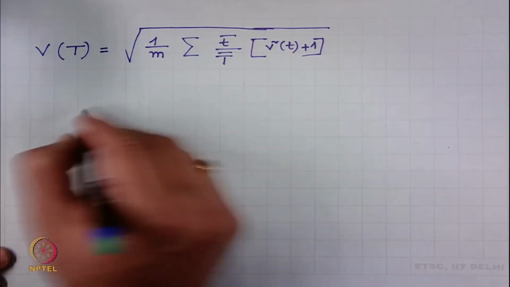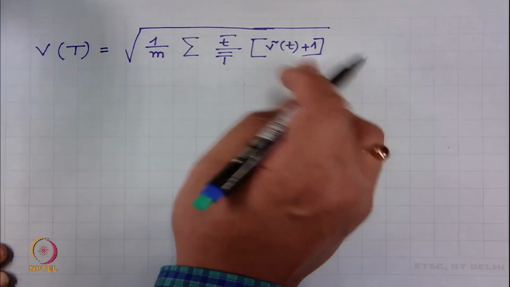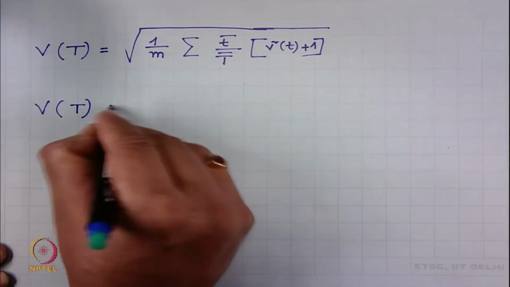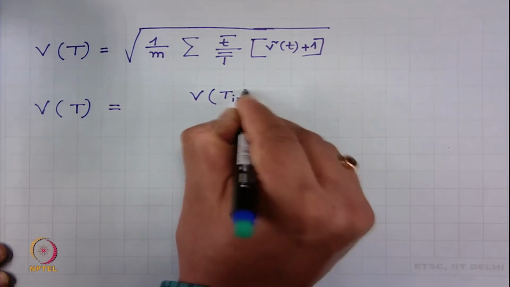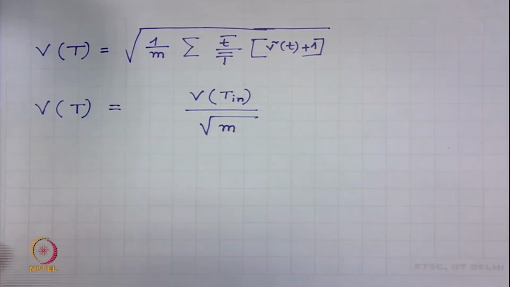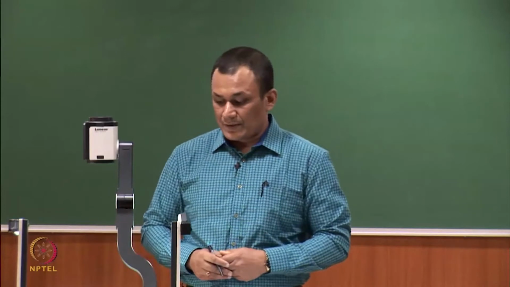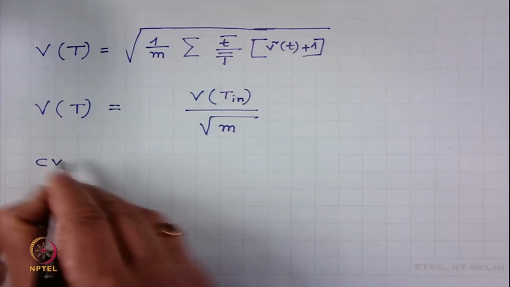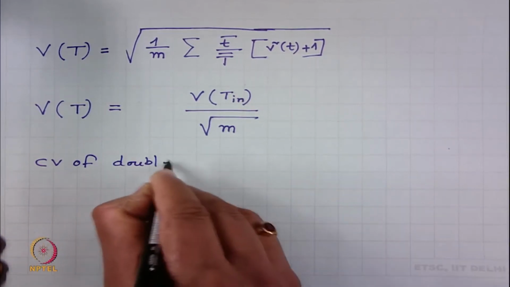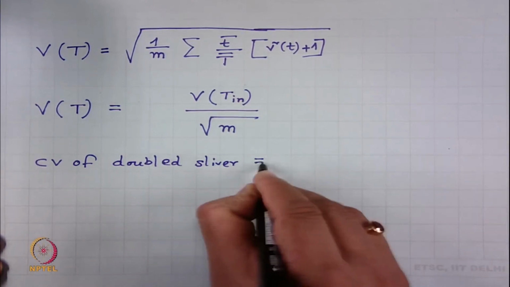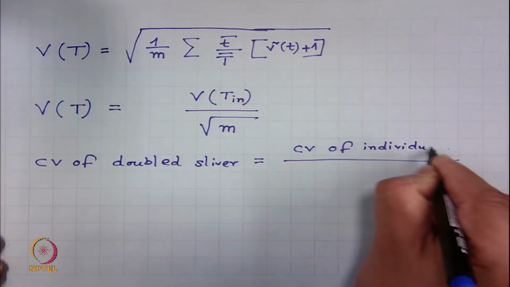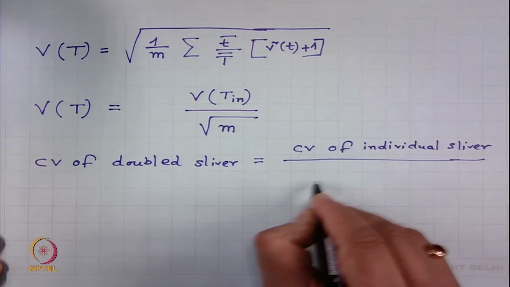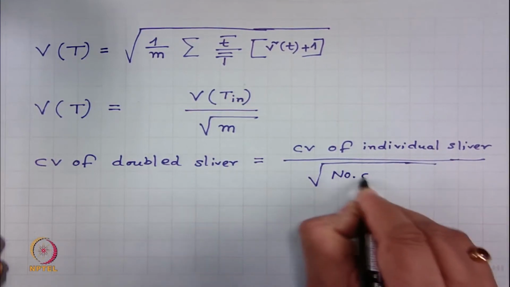So, we can write V t of double sliver is the CV of individual sliver by root over m, right. So, you have often seen this expression, CV of double sliver is equal to CV of individual sliver divided by root of number of doubling.